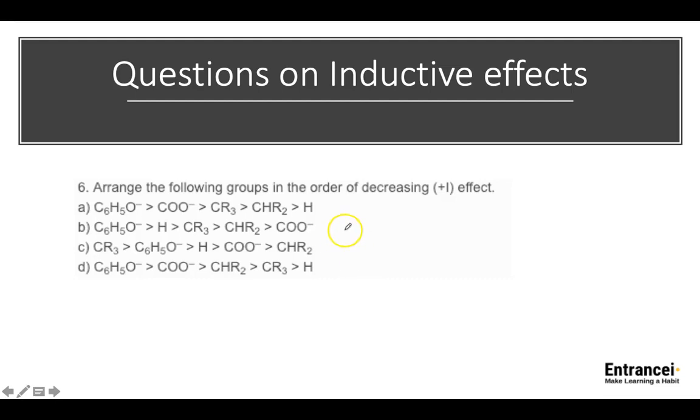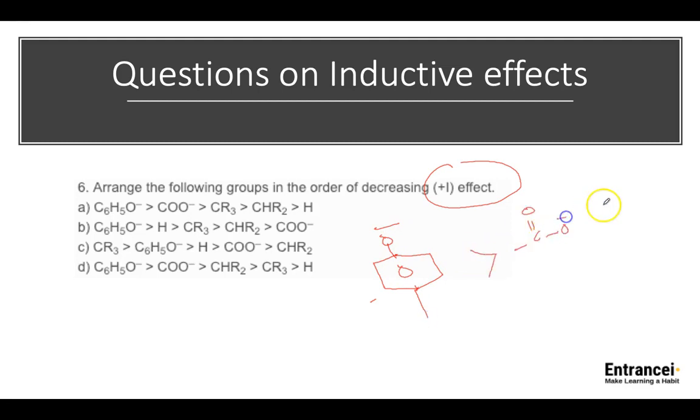Moving to question number 6. In question number 6, we have to arrange the plus I effect in different groups. The first group is a benzene ring with O minus attached, and this group will be like this, right? In the second, there is COO minus, and CR3 means RRR.